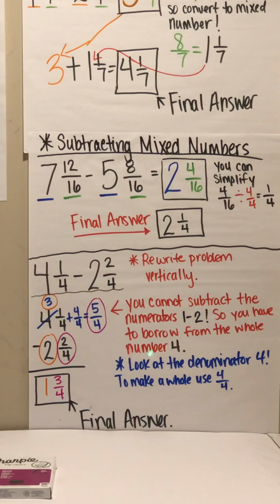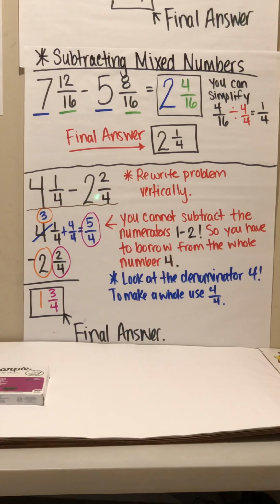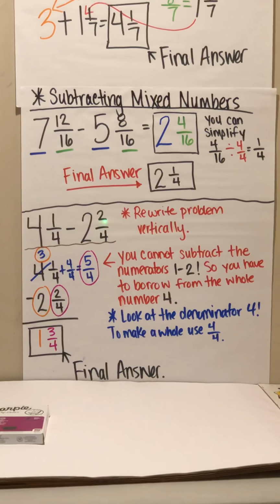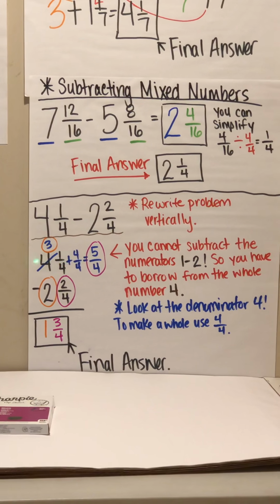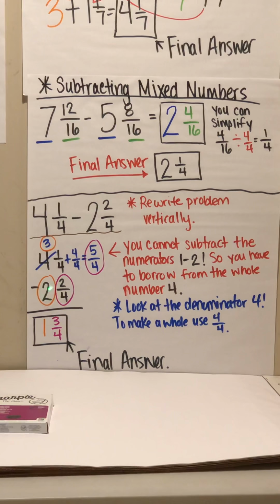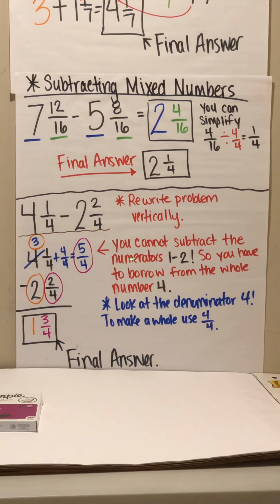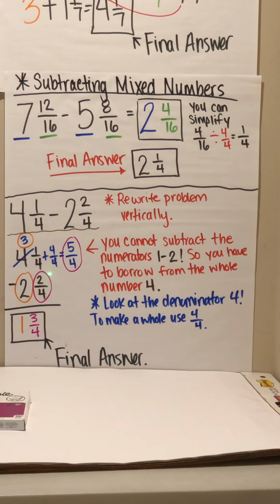Now, this is where it gets complicated, okay? So pay attention. We have 4 and 1/4 minus 2 and 2/4. I realize that the numerator here is smaller than the numerator on this side. So I'm going to rewrite the problem vertically. 4 and 1/4 minus 2 and 2/4. Okay, let's pay attention here. You cannot subtract the numerators 1 minus 2. So we have to borrow from the whole number 4. Because I cannot subtract 1 minus 2, I'm going to borrow from this whole number 4.